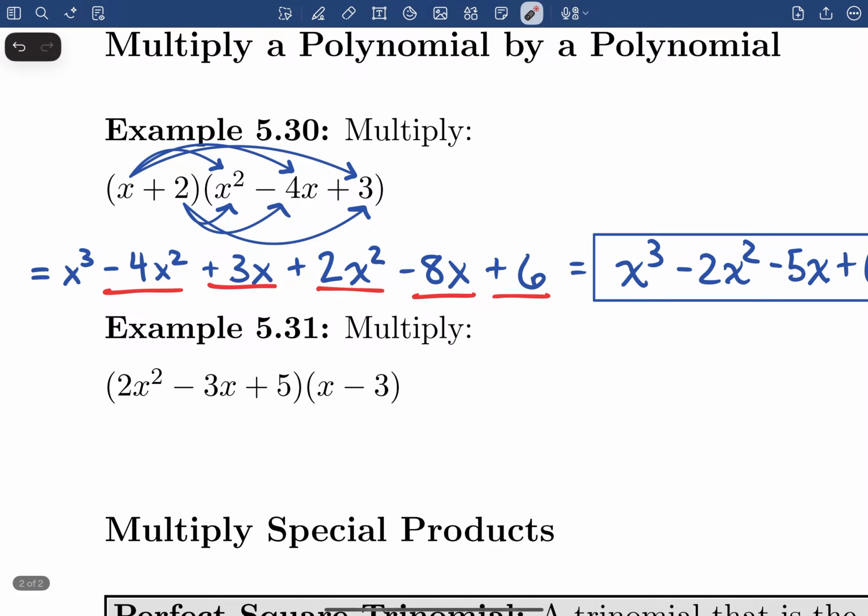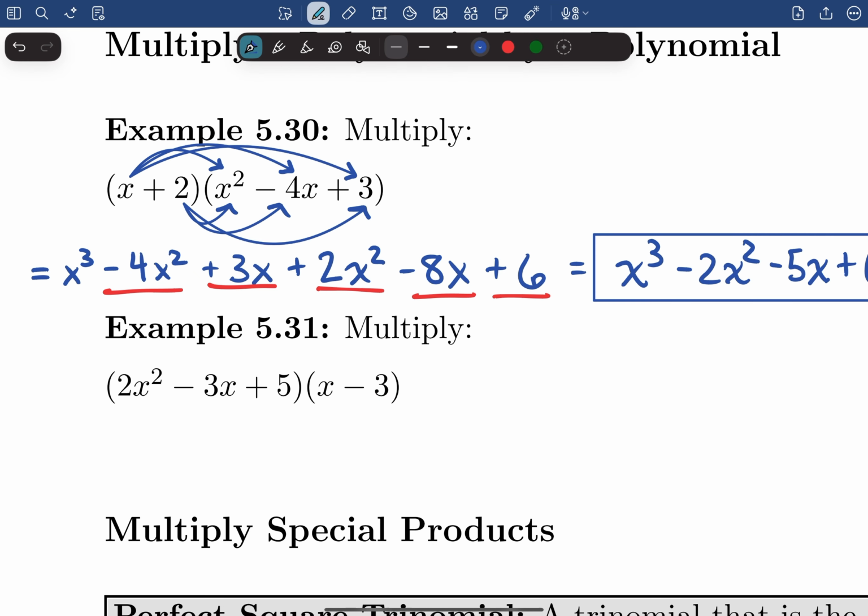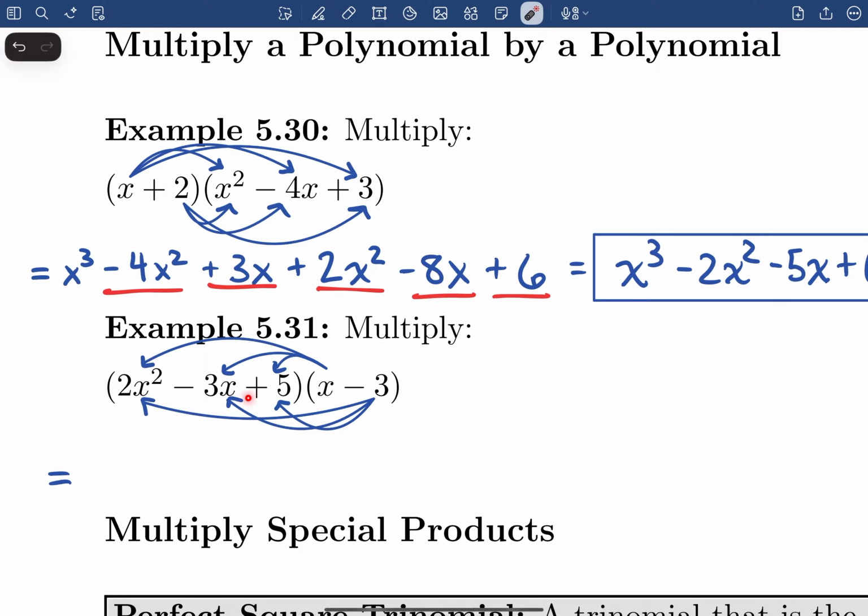Great. Let's go ahead and try example 5.31, which is again taking a trinomial and multiplying it by a binomial. Now, you could think of going backwards with this. Since the binomial is on the right side, you could think, oh, well, I could just multiply x into all 3 of these terms here. So it hits all 3 of them. And then this negative 3, you could multiply it into all 3 of these terms here. And then you would have hit everything. You'll have 6 terms that result. Because once again, 3 terms times 2 terms will give you 6 terms.